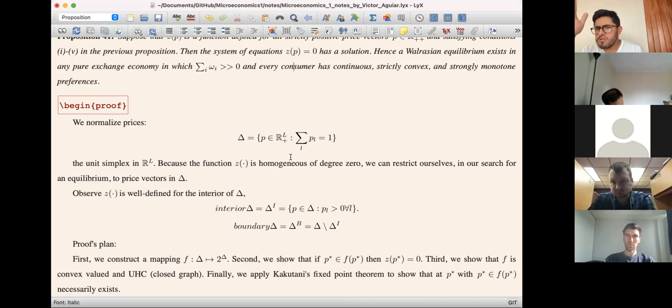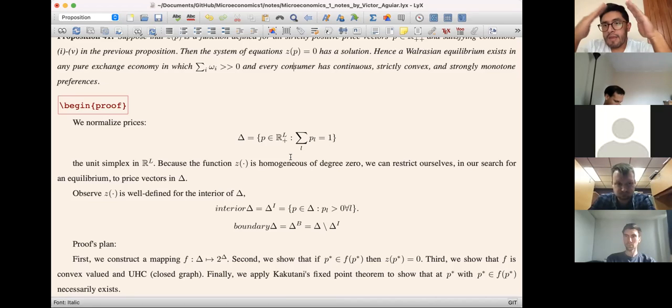Now, we're going to do this for a reason. When applying Kakutani's theorem, the theorem is going to require that the domain of the fixed point has to be compact. A simplex is compact. A compact set in this case is going to be a convex set as well, so it's going to have a lot of nice properties. So instead of dealing with an unbounded set of prices, which is R plus the positive orthant, I'm just going to make it compact. This is a way of compactifying this thing. Because the excess demand function is homogeneous of degree 0, we can restrict our search for an equilibrium to price vectors in the simplex.